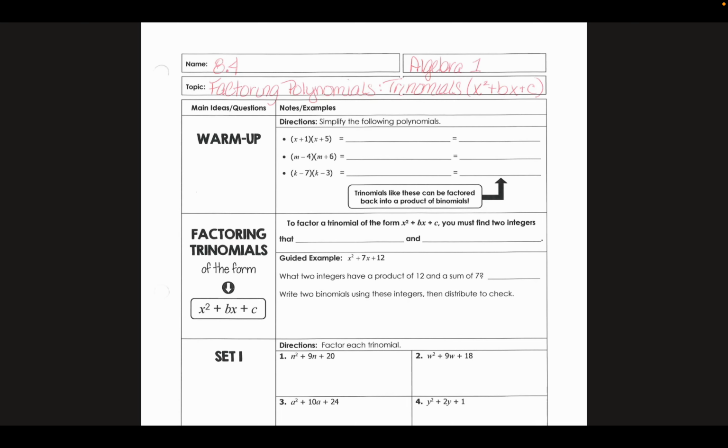Welcome everybody to Algebra 1, Section 8.4, Factoring Polynomials, and specifically trinomials when a equals 1. So, when a equals 1, it is going to be the same exact process as when a didn't equal 1.